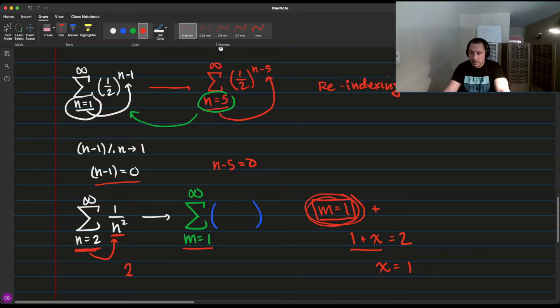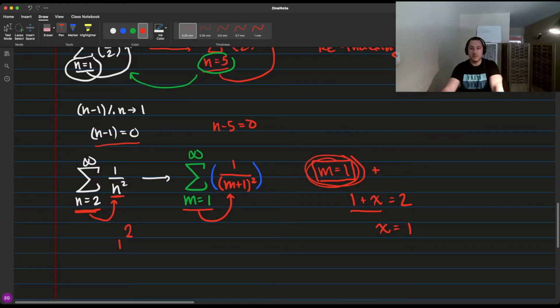So I'm going to take my m plus 1 and I'm going to square it, and that's all over 1. Okay, if you take m equals 1 and you plug it into m plus 1, what do you get? 2, which is exactly what I would have got when I took n equals 2 and I plugged it in. Right, my first term is going to be 1 over 2 squared. My first term for this one will also be 1 over 2 squared.